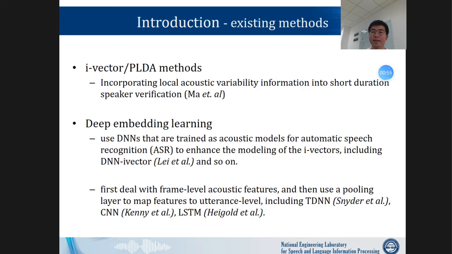For the past decade, most popular SV methods have been based on I-vectors with a PLDA backend. Recently, more attention has been given to deep speaker embedding learning methods. Some methods use DNN to combine with ASR to enhance the modeling of the I-vectors, and some others directly discriminate between speakers, like TDNN, CNN, LSTM, and so on.